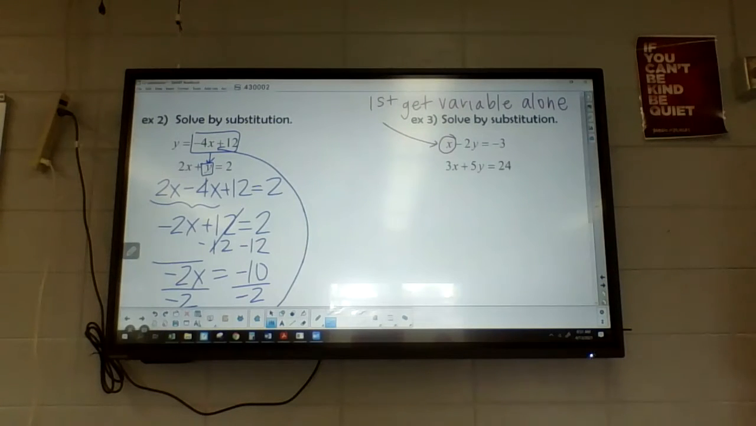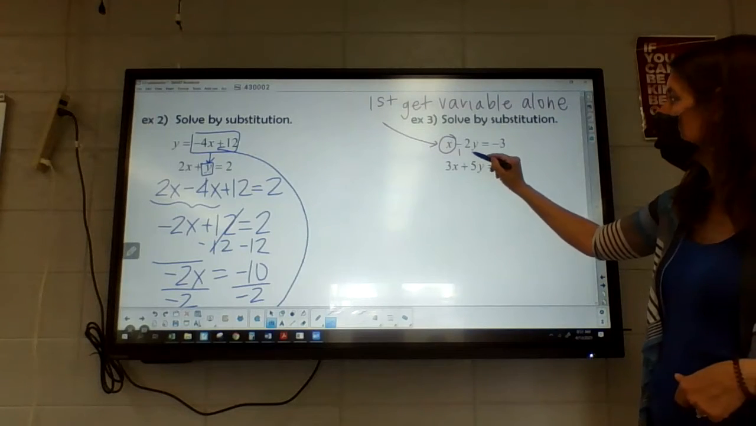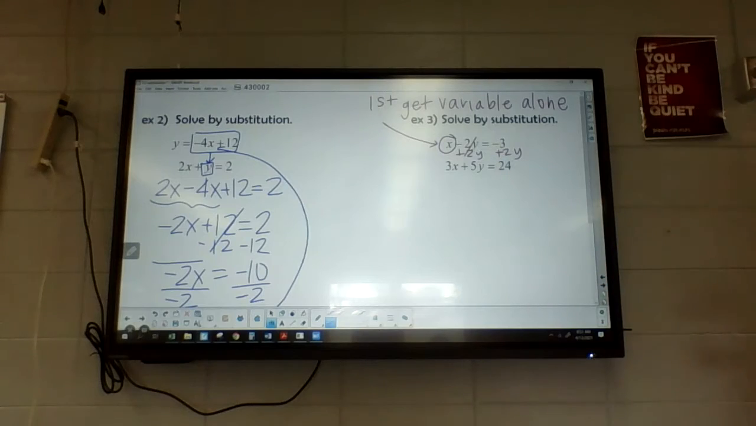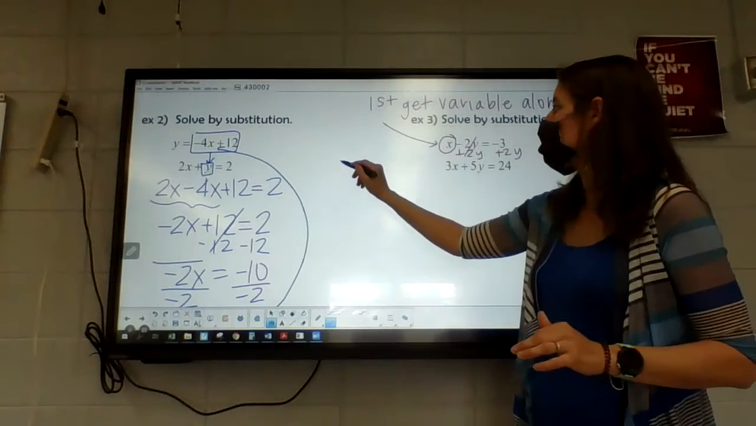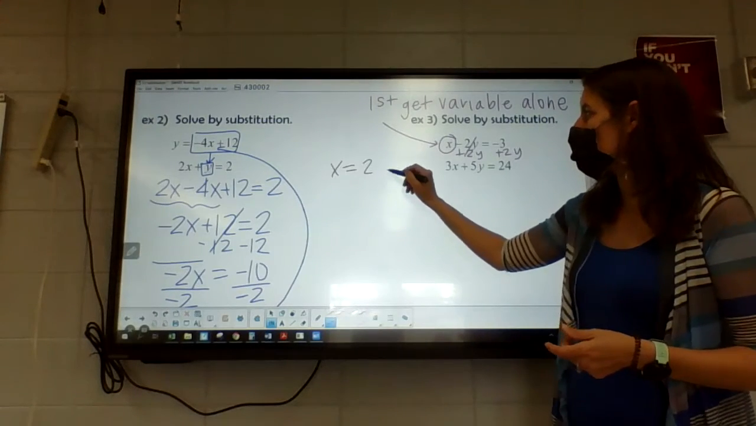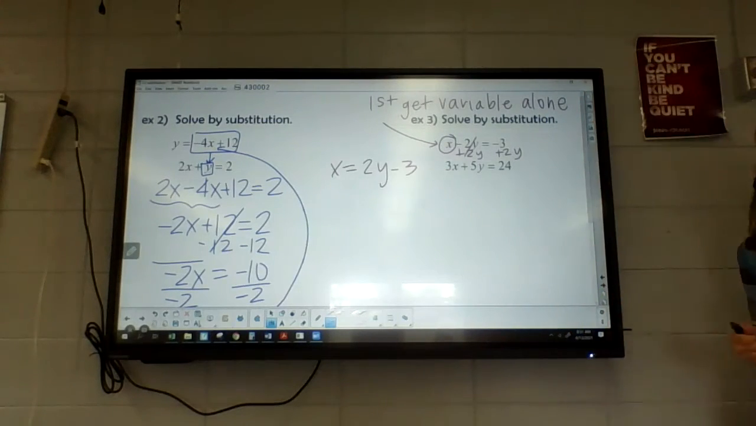So how do I get that alone? What do I do to get x alone there? How do I isolate x? Plus 2y. Yeah, we're going to move that 2y over. So I'm going to add 2y to each side. So my new equation becomes x equals, and I'll just write 2y minus 3 if that's okay. You can do negative 3 plus 2y, that's fine, but you can do that there. So getting that equation that way makes it a little bit easier because we don't have too many steps.